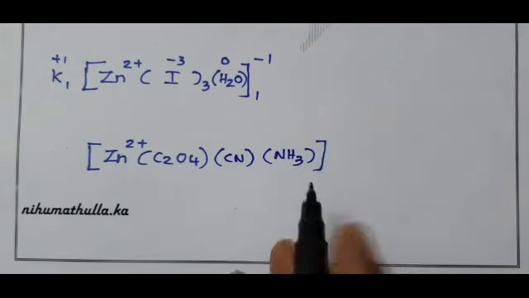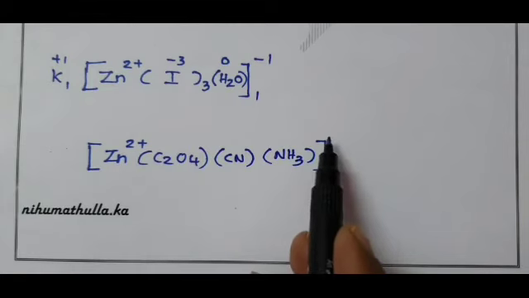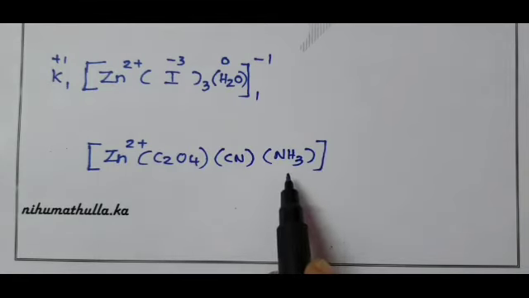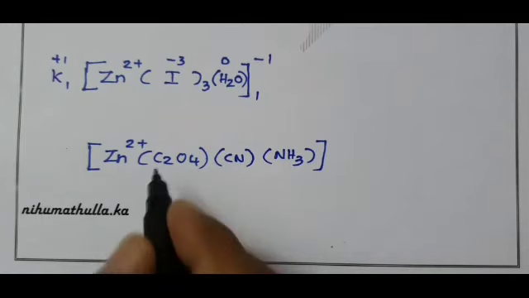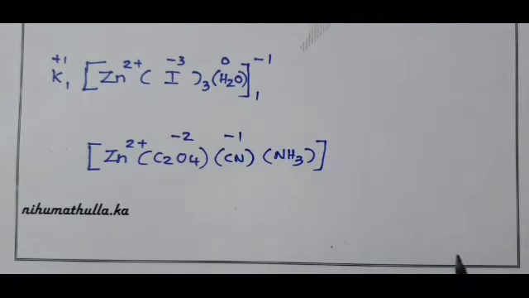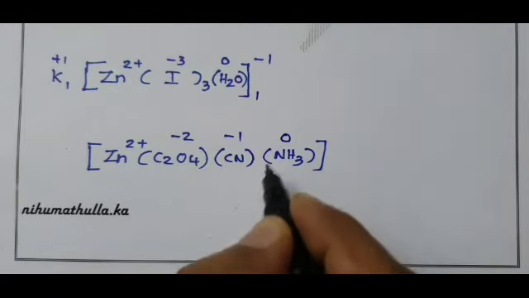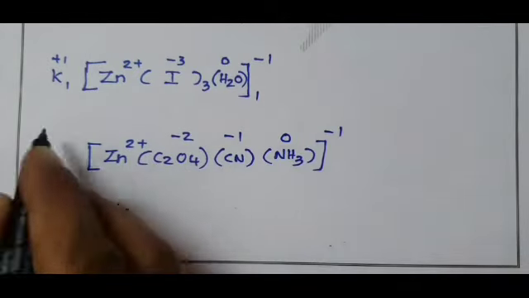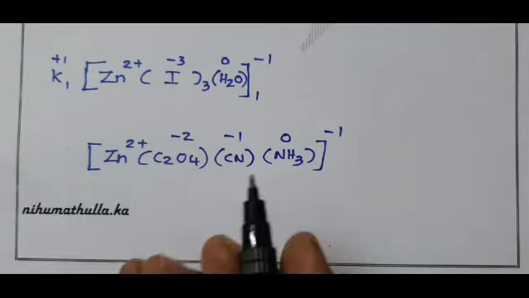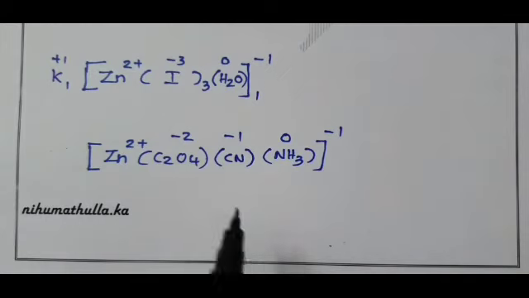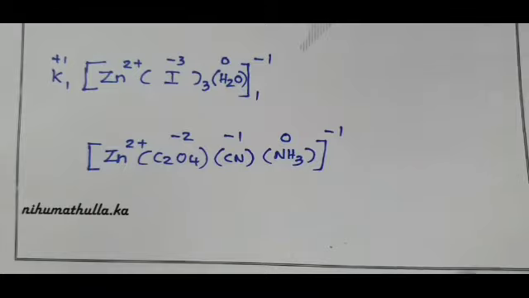So what is the condition? If you want to get the negative charge on the coordination sphere, you have to use all the ligands as negative ligands or more number of negative ligands. 1 oxalato 2 minus, 2 bonds are formed, CN minus 1, aqua 0. Add all these charges, you will get minus 1 on this complex. That minus 1, no need to add positive charge here. We will write the name, and I have to tell how to write the name of these complexes. Don't worry.